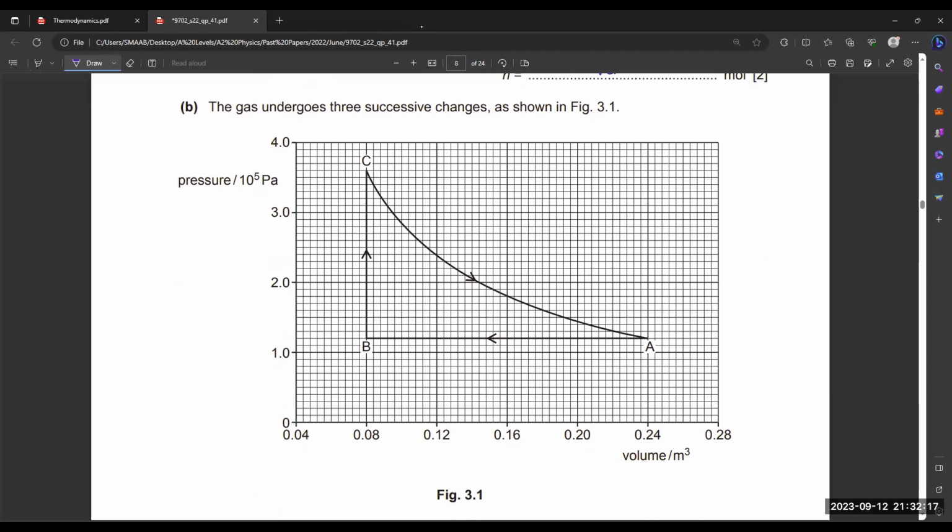Now in the next part, the gas undergoes three successive changes as shown in figure 3.1. So basically there are 3 points A, B, C. So first we move from point A to point B. You can see the direction. A is moving towards B, then B is moving towards C, and then again C is moving towards A. So basically there are three different changes in the question. Clear? So now let's see the question.